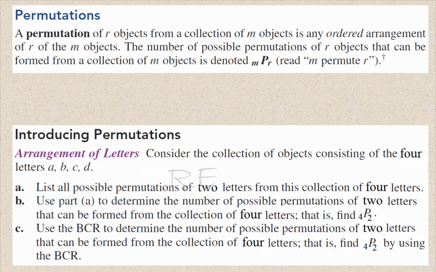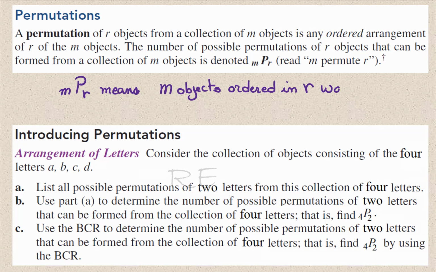Any ordered arrangement of R of M objects is called a permutation. MPR means out of M objects, permute R. Out of M objects, and those objects must be ordered, you need to permute them in R ways.